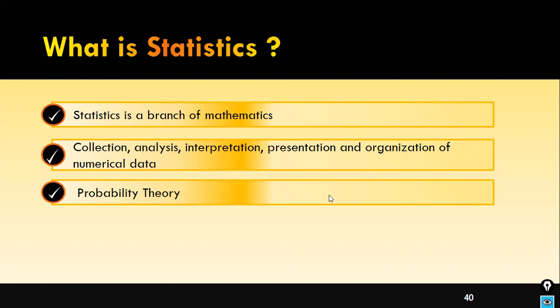What is statistics? Statistics is a science, right? It is a branch of mathematics. As part of statistics, what do we do? Simple, we do statistical analysis. If you have any data, you need to do the statistical analysis. For that, you need to have the data.